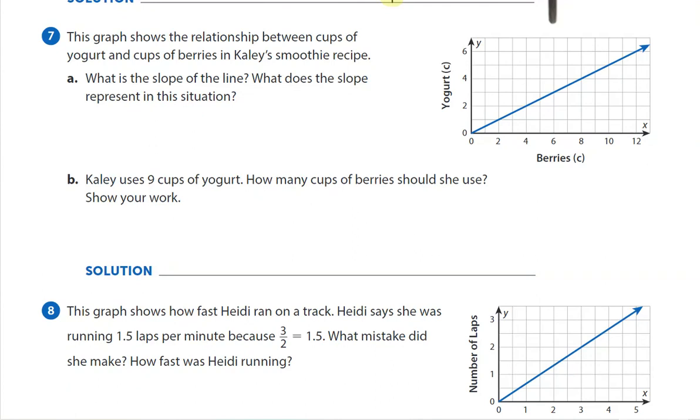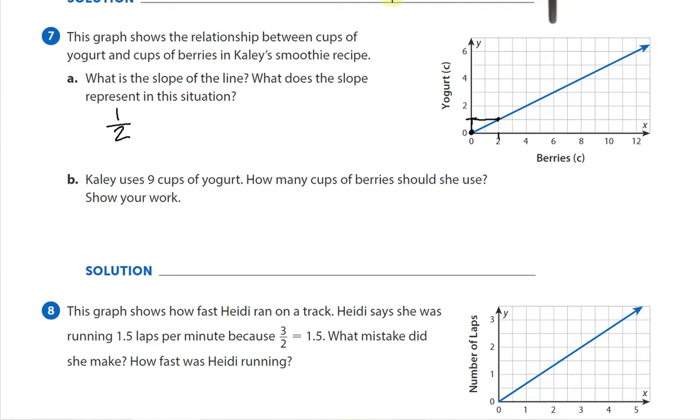Number 7. This graph shows the relationship between cups of yogurt and cups of berries in Kaylee's smoothie recipe. Interesting. A, what is the slope of the line, and what does the slope represent? Okay, what's the slope of this line? So I'm sticking with 0, 0 because that's easy, right? And then the very next one is 2, 1. Okay, so we're going to go rise is 1 and run is 2. Rise over run.